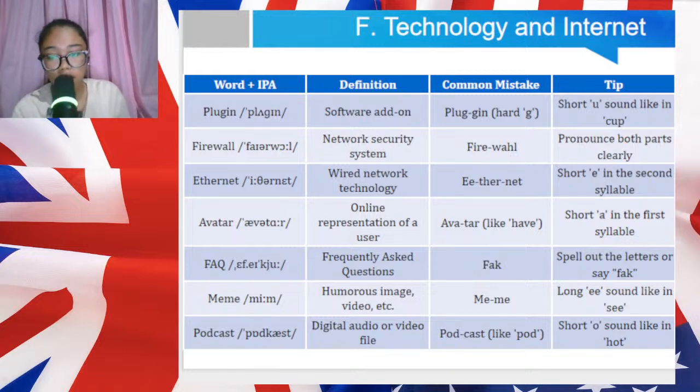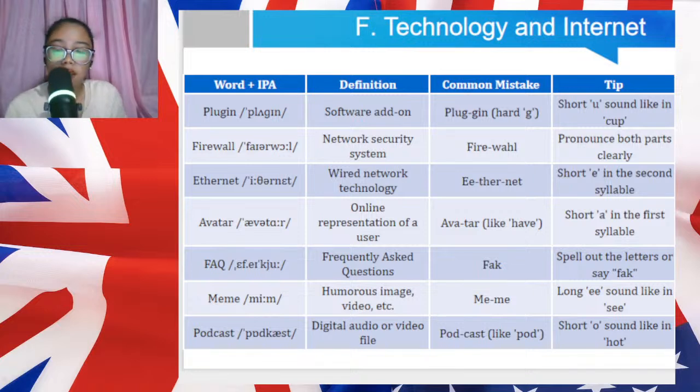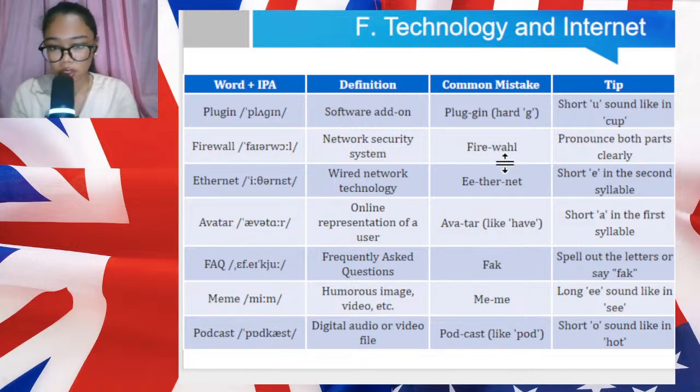Going back, it's Ethernet. Ethernet means a wired network technology. It refers to a networking technology. The common mistake here is using a long E sound at the beginning, which is, of course, not correct. The correct pronunciation uses a short E sound, like in bed. So Ethernet, not with a long E. All right, a short E in the second syllable also.